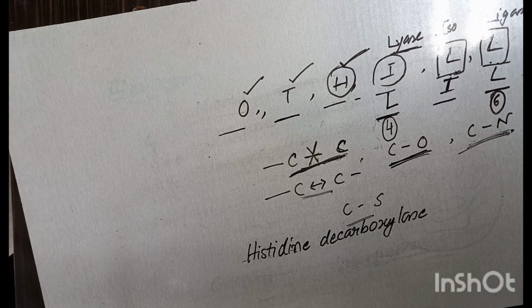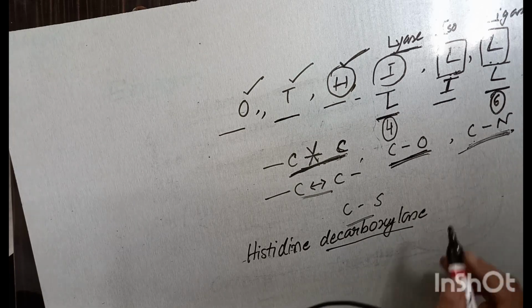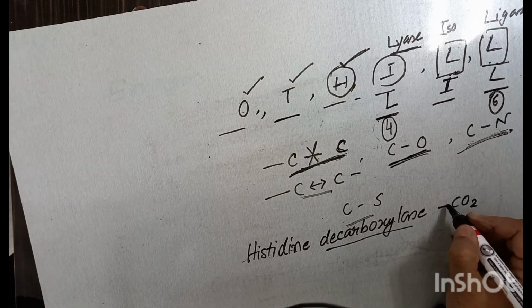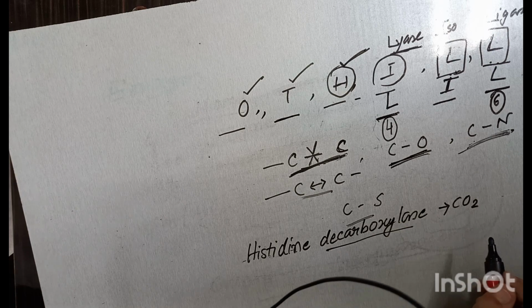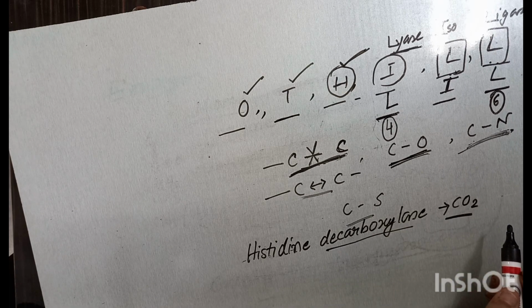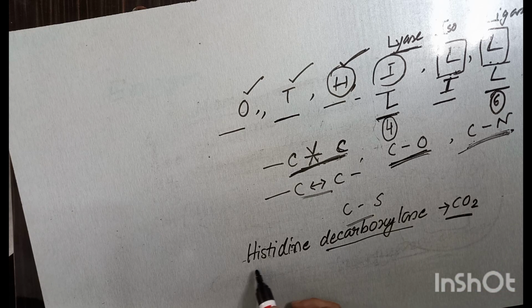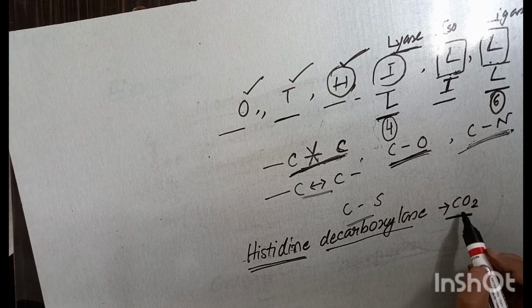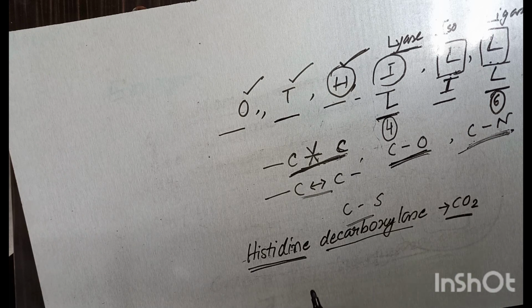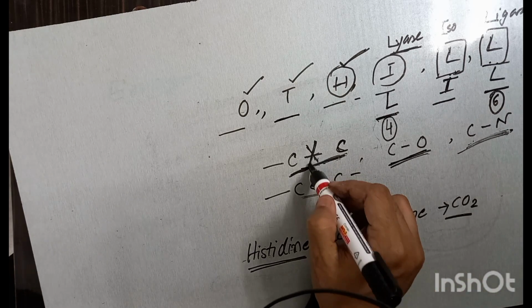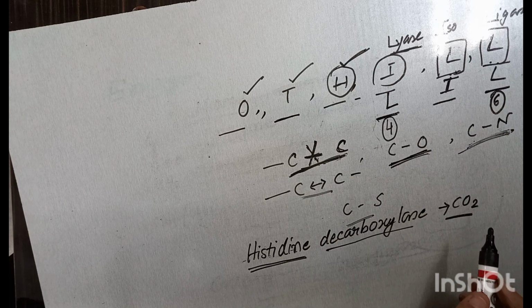The histidine decarboxylase is an enzyme which decarboxylates, meaning it removes carbon dioxide from a molecule. From which molecule does it remove carbon dioxide? From histidine. So it is breaking away a carbon from an amino acid, a molecule which has more than one carbon. So it is a breaking of a carbon-carbon bond that is taking place here, and so it is an example of a lyase.